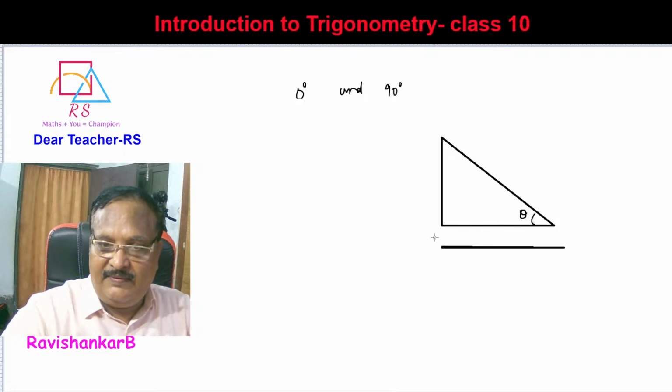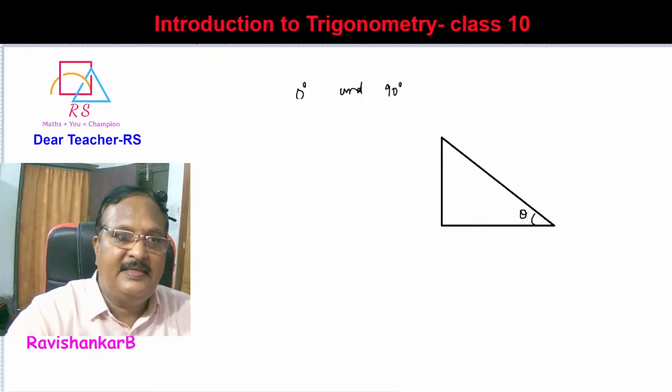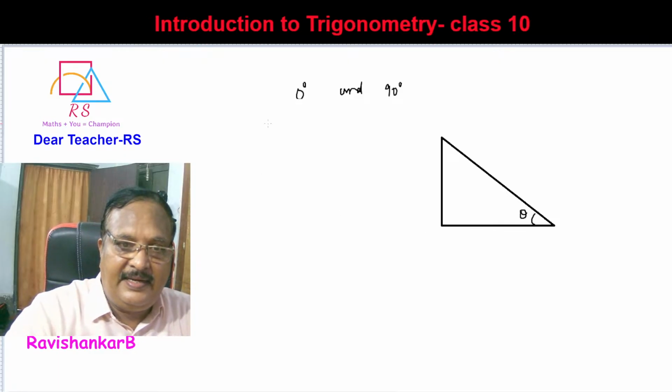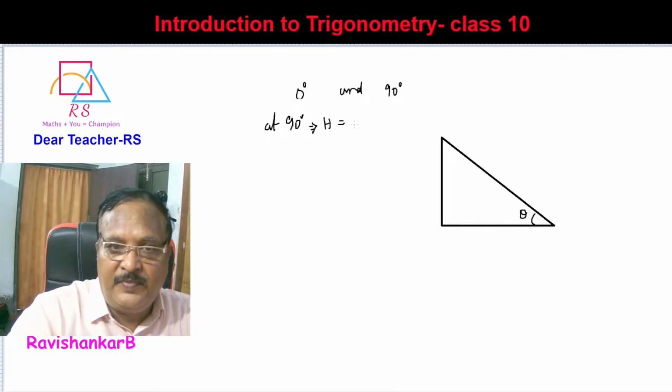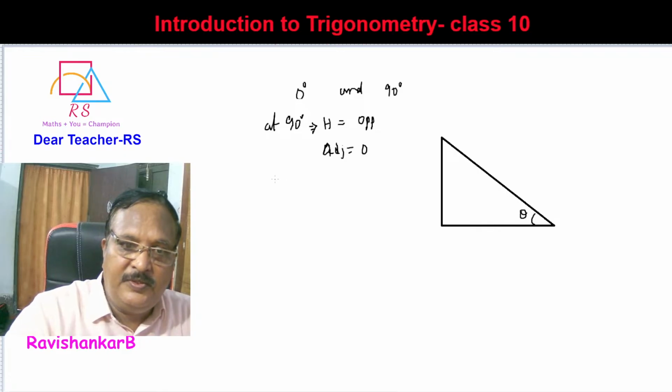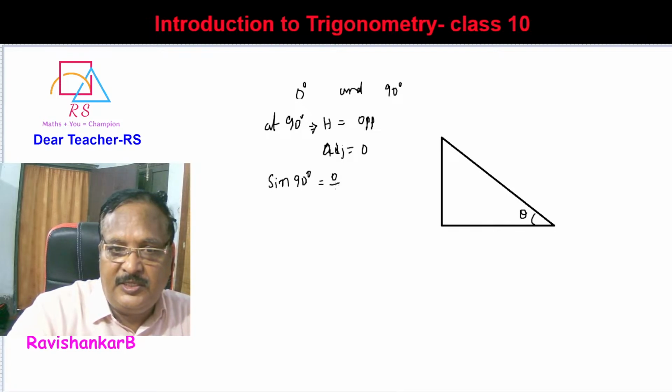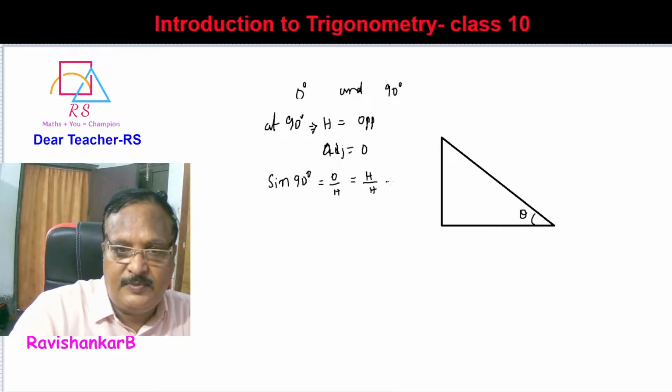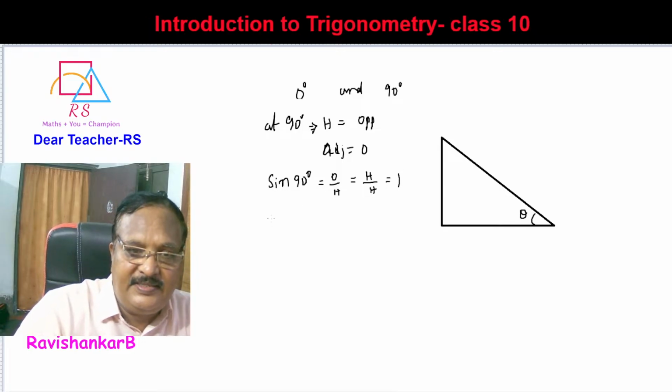Then at 90 degrees, the hypotenuse will become the opposite side and the adjacent side will become 0. So accordingly, sin 90 degrees is equal to opposite by hypotenuse. The opposite side is nothing but the hypotenuse, and the adjacent side is nothing, so hypotenuse by hypotenuse is 1. So sin 90 is equal to 1.